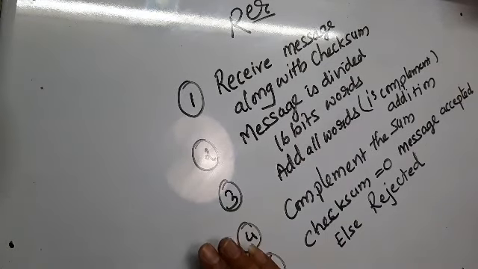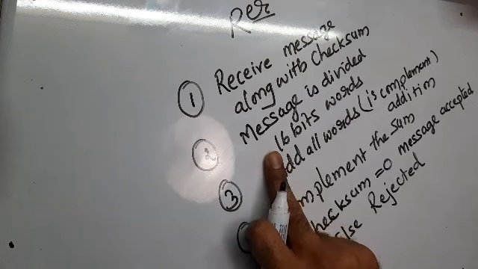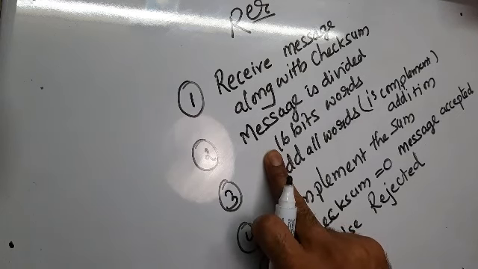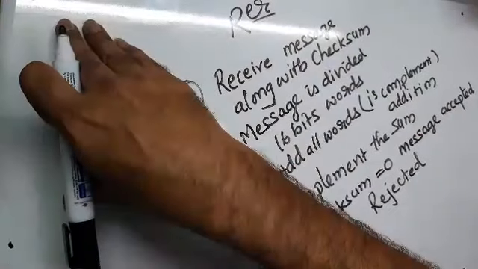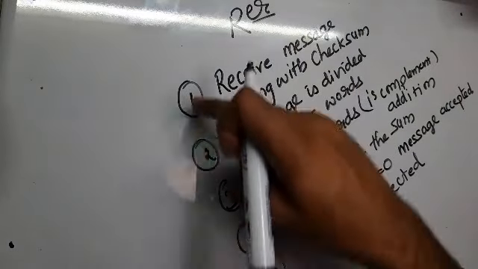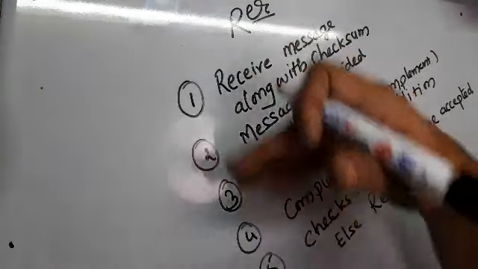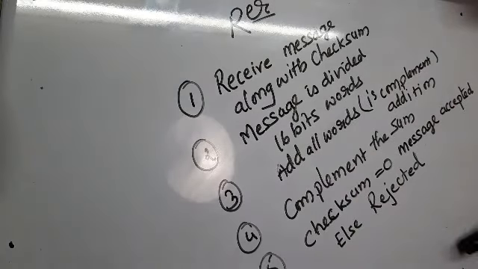So since in the internet checksum we are dividing the whole message into 16-bit words, I have listed these steps. Otherwise, whatever calculation I have shown for 4-bit words, the same kind of calculation will take place with the 16-bit numbers. Okay, so the same thing I will try to represent in a flow diagram. The steps I have just discussed, I'll try to represent them in the flow diagram.